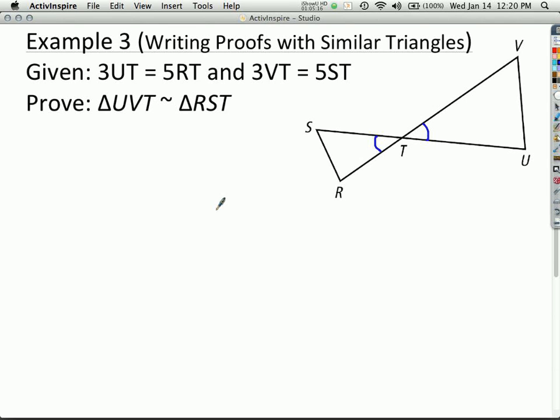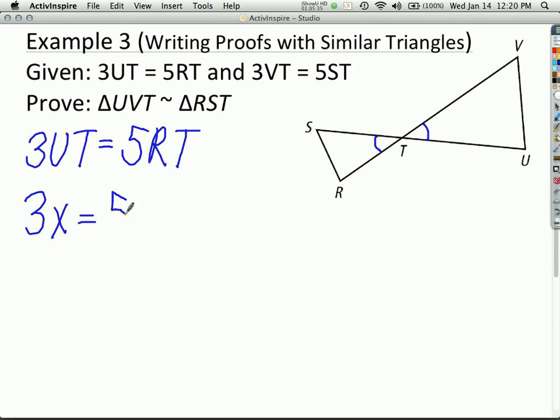Okay? But there is definitely something to do here with this statement, and you're going to have to figure out how to manipulate that. 3UT equals 5RT. Well, let me just propose something. What if it said 3x equals 5y? Is there a way to rewrite that? In fact, there's many ways to rewrite it. Can someone give me one thing we could do to 3x equals 5y that we're allowed to do? Anything that you're allowed to do algebraically.